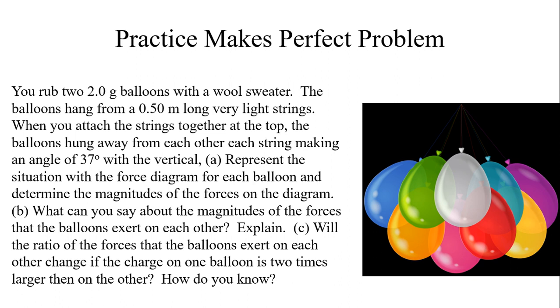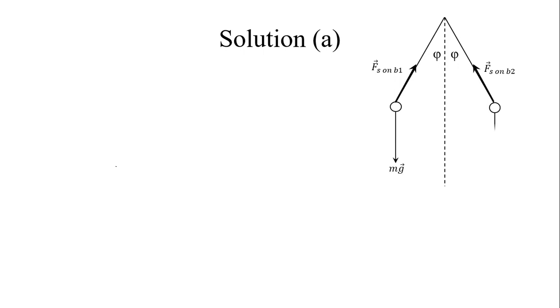So what is A asking us for again? Free body diagram and the magnitude of the force. Okay, let's draw our diagram. Solution A. So we have our balloons up like that, yes? We have a balloon here, vertical. All good with me? There's our angle. So this is the force of the string on balloon 1. This is the force of the string on balloon 2. This is our gravity, this is our gravity. Hopefully nothing crazy here. This is the force of B2 on B1, and this is the force of B1 on B2.